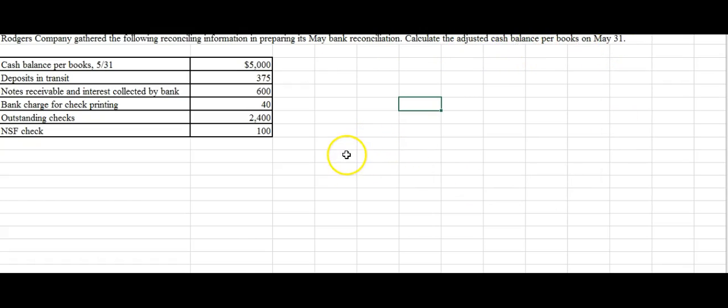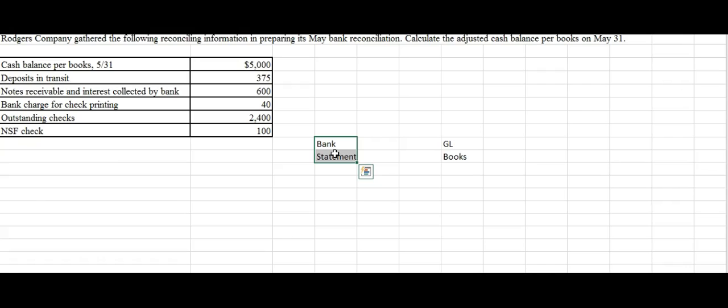So, in bank reconciliations, you're going to compare your bank statement with your books. I'll put GL, General Ledger books, right? This is the company books. This is the company books, and you're going to compare what your bank statement says you have in cash.